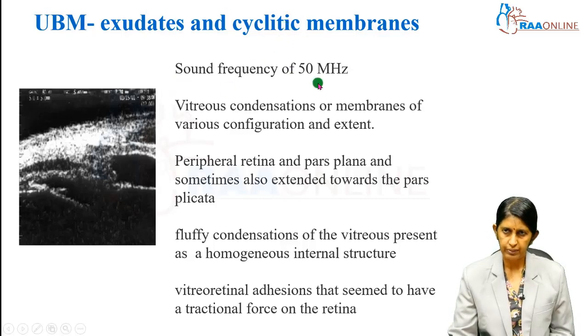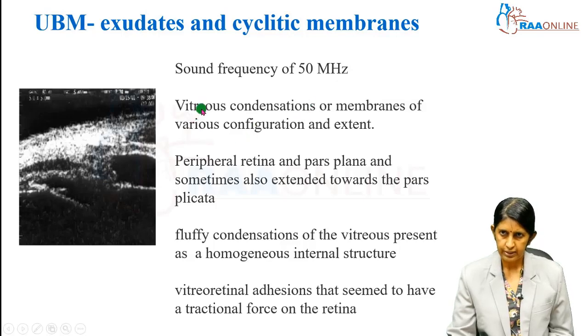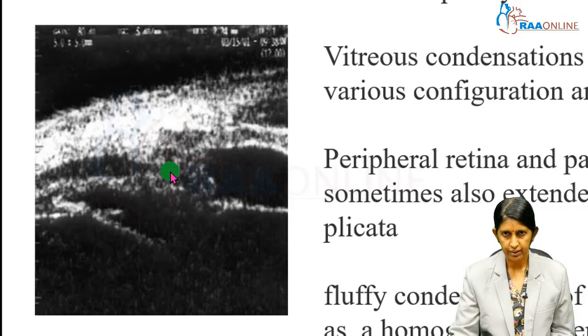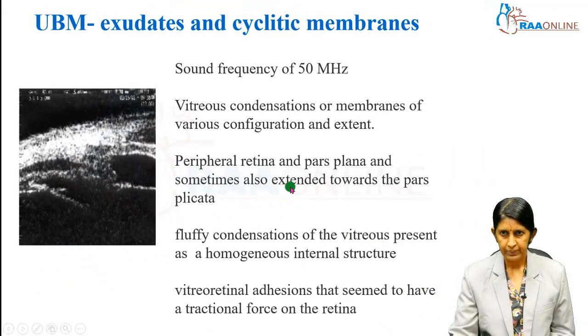The sound frequency that we use is 50 megahertz. And what are we going to look for? Vitreous condensations or membranes. So, this is the area of the ciliary body, and you look for areas of vitreous condensations which show up as membranes in this area. Peripheral retina and pars plana can sometimes also extend to the plicata. So, it does not restrict itself only to this area.